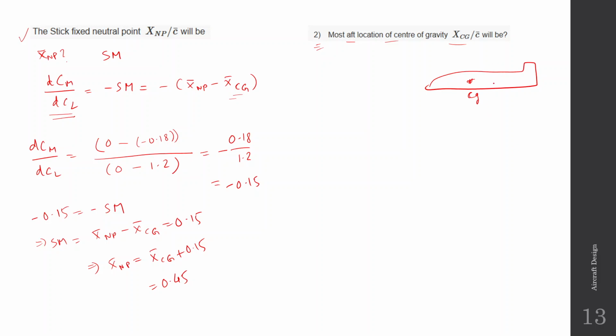So here we know that to create a stable aircraft, the neutral point has to be behind the CG, right? So in a way, the neutral point then becomes the most apt possible location of CG. Because if your CG goes to the other side of the neutral point, then the aircraft becomes unstable, right? So the CG always has to be in front of the neutral point. So in a way, the most apt location of the CG will be equal to the neutral point, which is 0.45.